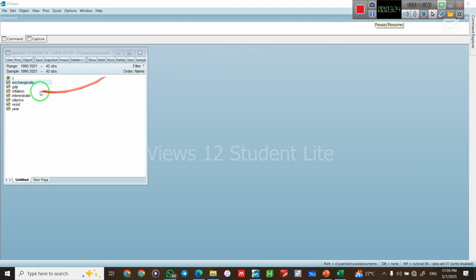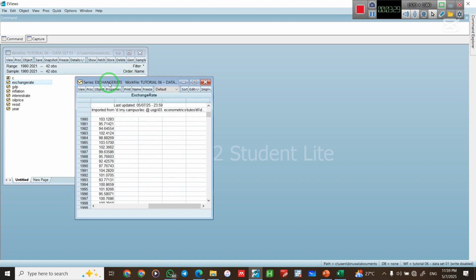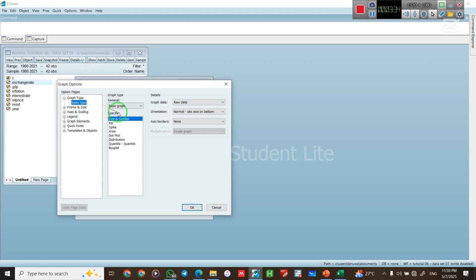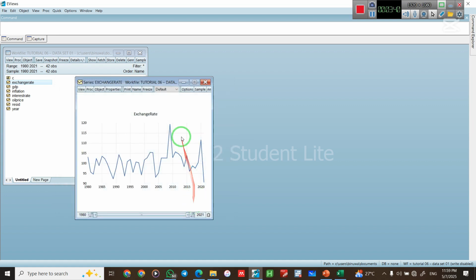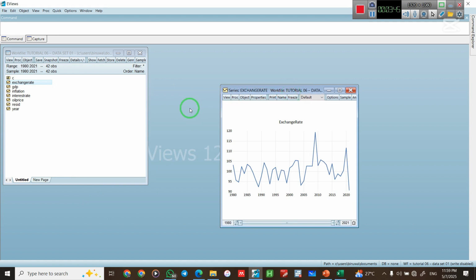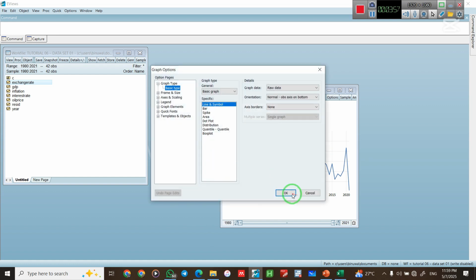When you double click the exchange rate, it should pop up a window like this. In this window, you can go to view, then click graph, then the graph type is basic type and it is a line and symbol graph, then press OK. So you can come up with this kind of a graph. Or there is another way that you can do, that is you can go to quick, then click graph and select the variable that you want, then press OK and press OK again.